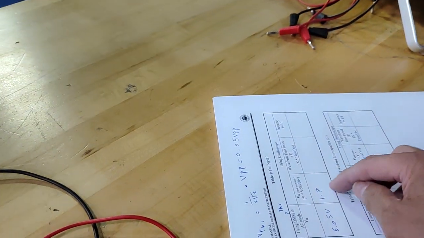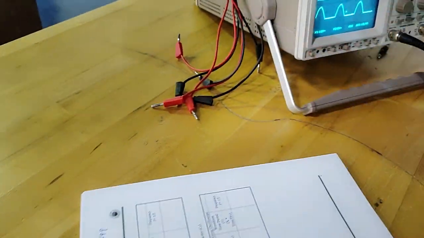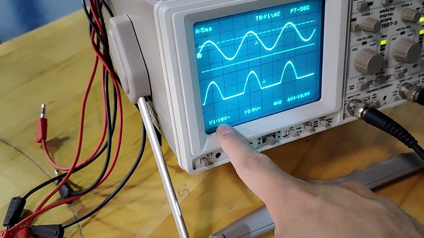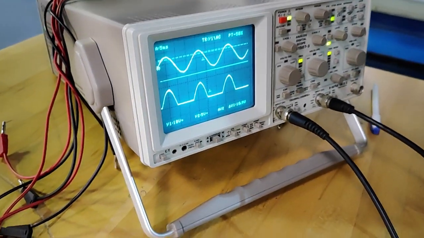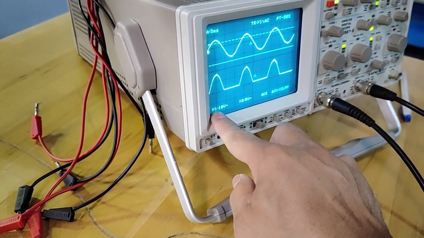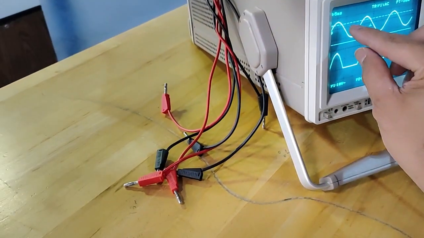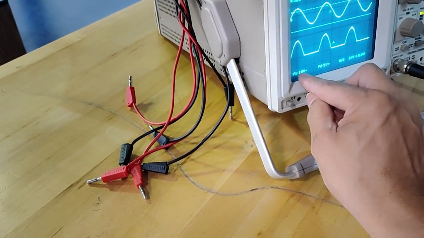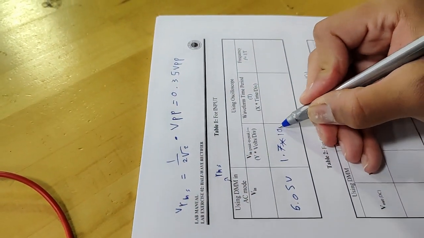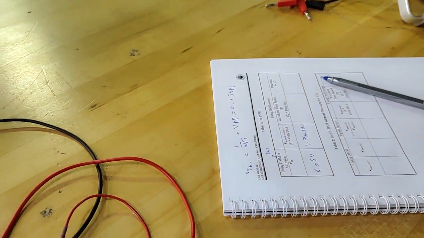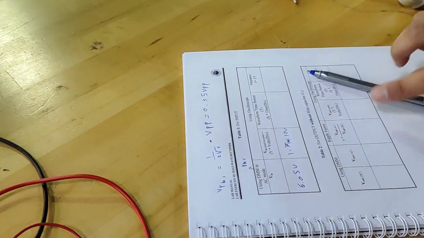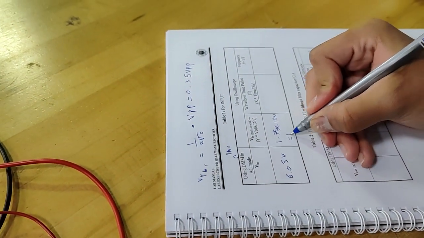Multiplied by what? The range, which is 10 volts. Because we are looking at channel 1, the range is 10 volts. So that would be the divisions multiplied by the range, 1.7 multiplied by 10 volts, which equals 17 volts.